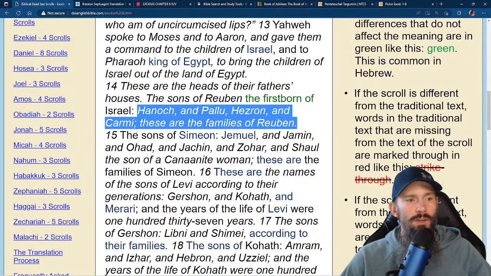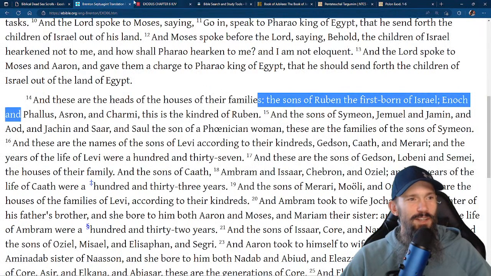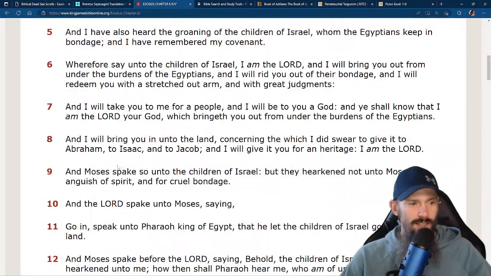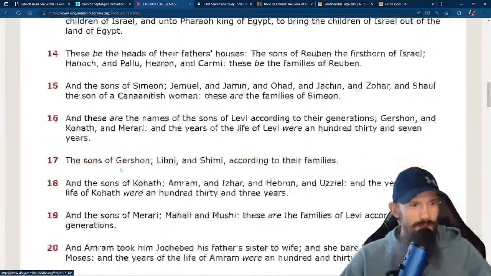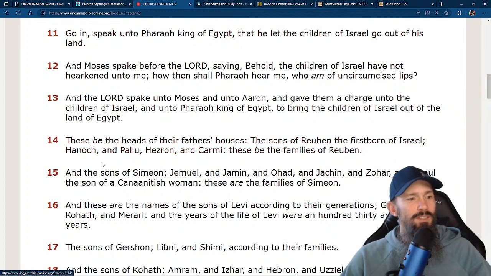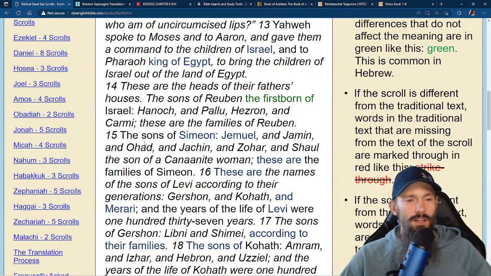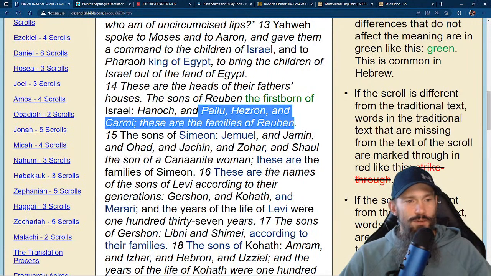It's weird how you see the Greek translated out of the Hebrew, and then you see the Hebrew. And a lot of times, let's see, 14. Yeah, when you read the KJV, you'll see the Hebrew, and it's got Hanak, Palu, Hezron, Carmi, families of Reuben. So I like the pronunciation of the names in the Hebrew, it's a lot easier for me than reading the Septuagint. It's like reading some of these names is rough. So yeah, that's how the Dead Sea Scrolls has the names.